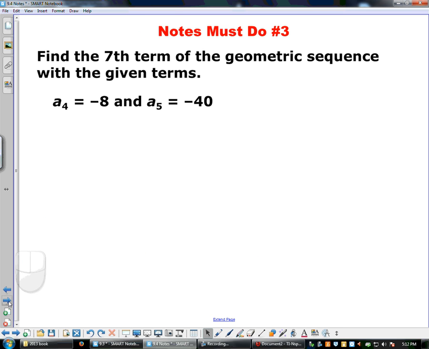Okay, so this brings up your third notes must do. Find the seventh term of the geometric sequence with the given terms. A sub 4 equals negative 8, and A sub 5 equals negative 40.